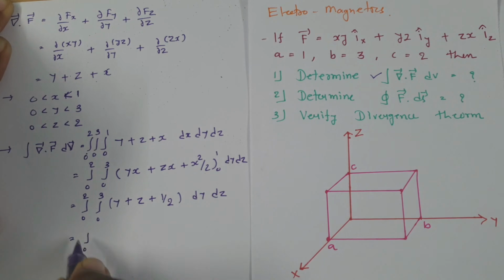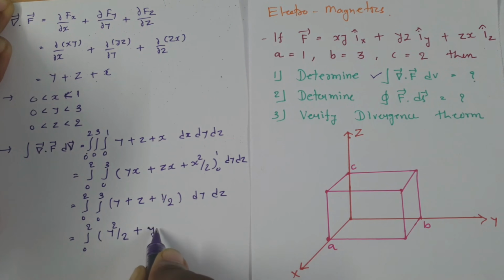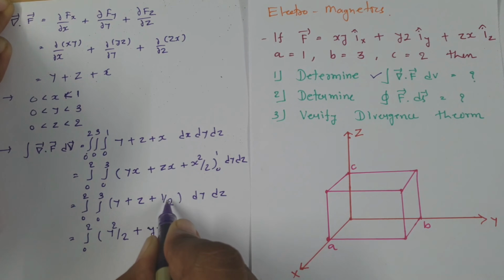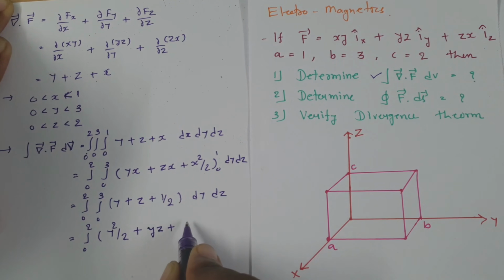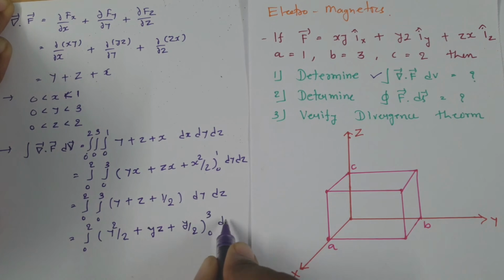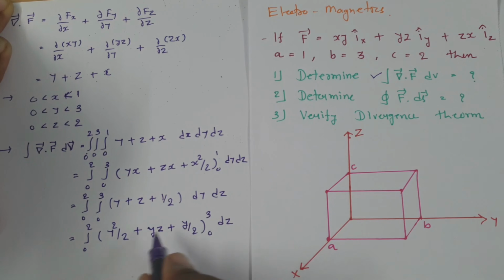So if you integrate this, z varies from 0 to 2, and the integration of y is y square by 2, the integration of z is y into z, and the integration of half is y by 2, where y varies from 0 to 3, dz. Now if you place y equals 3, then some function will come, and if you place 0, this will get 0, right?